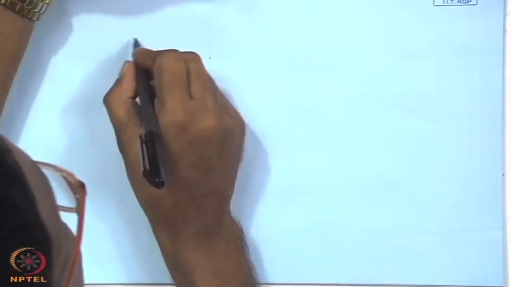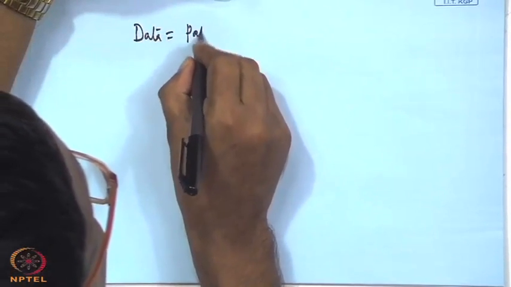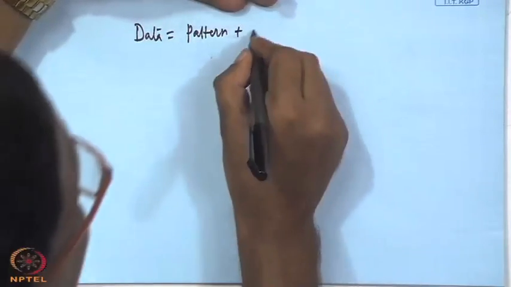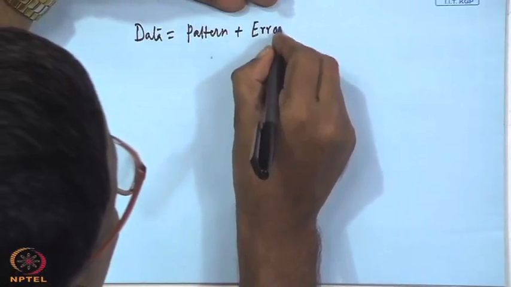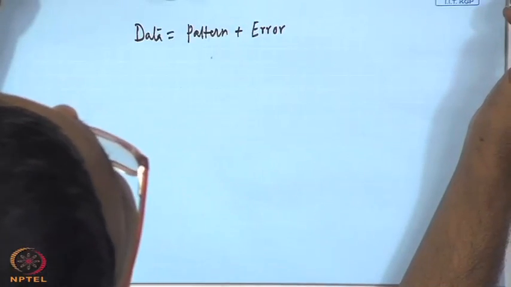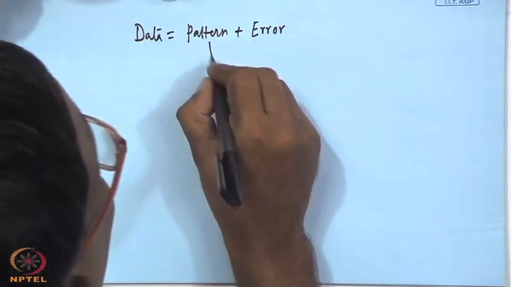Last class what we have discussed is that your data equals pattern plus error, pattern plus error. So, how do we extract pattern? That was the issue.